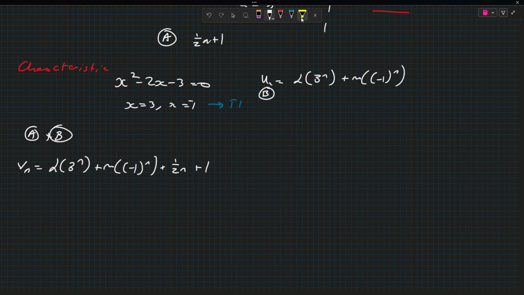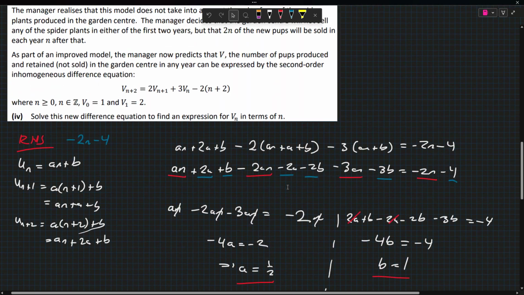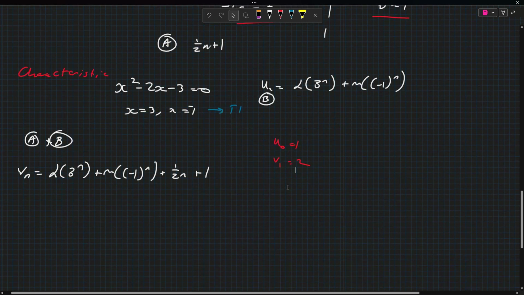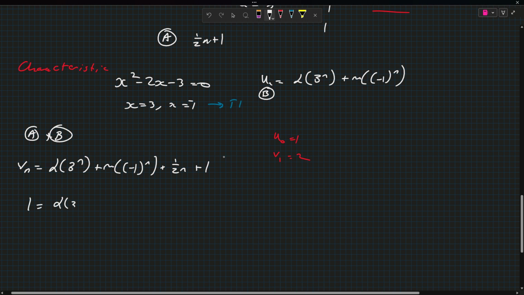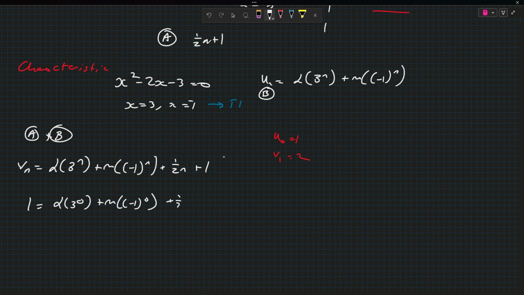Now we have to solve for our values. Now we're already given that v0 is 1, and v1 is 2. Okay. So the first one we have, well, v0 is 1, so 1 is L times 3 to the 0 plus m times minus 1 to the 0 plus 1/2 of 0 plus 1. So L plus m is 0.